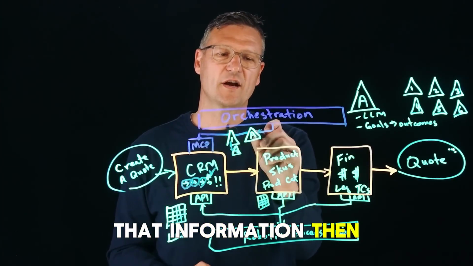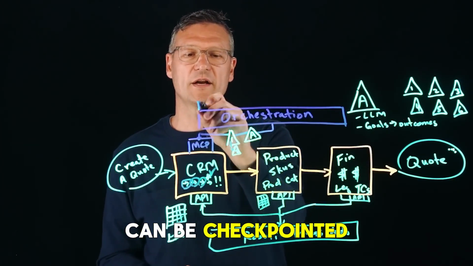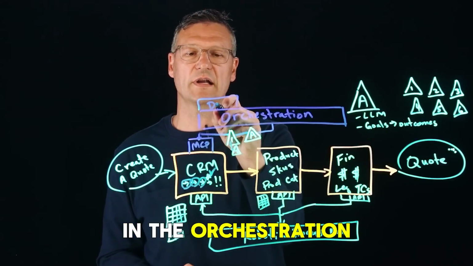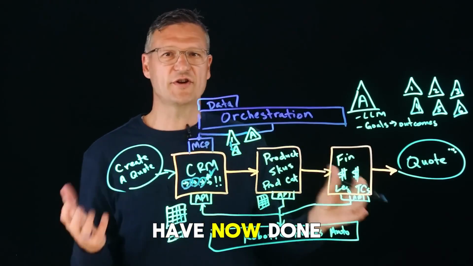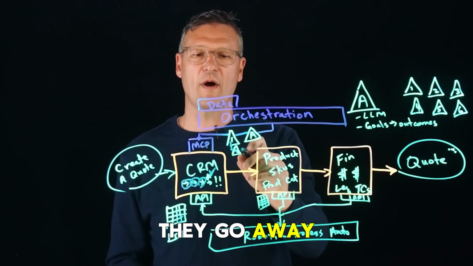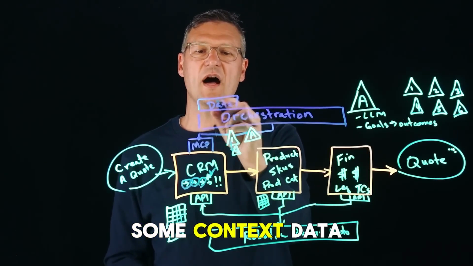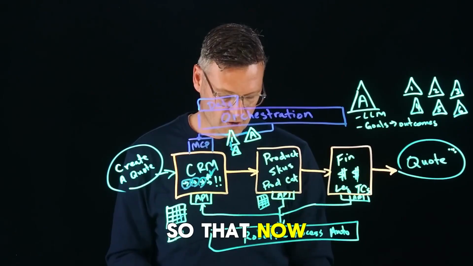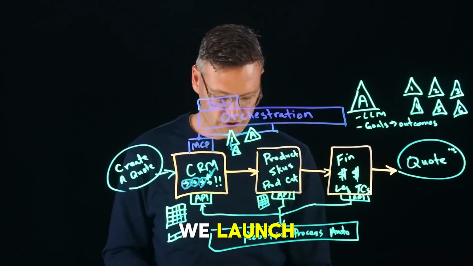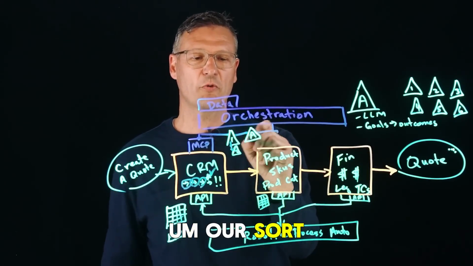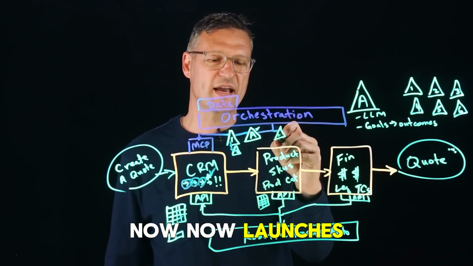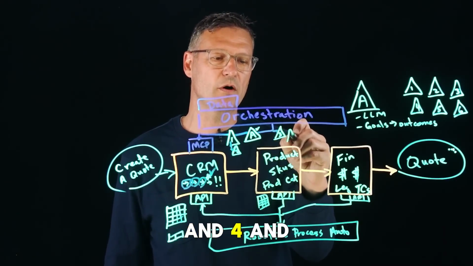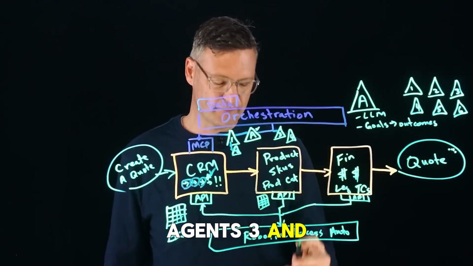That information then comes back and can be checkpointed in the orchestration layer, so that now these agents, agents 1 and 2, have done their job and they're released and they go away. What we've done is we've cached some context data so that now we launch our captain agent here. Now it launches agents 3 and 4.